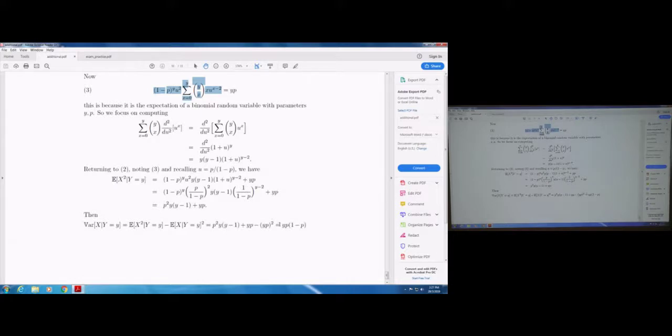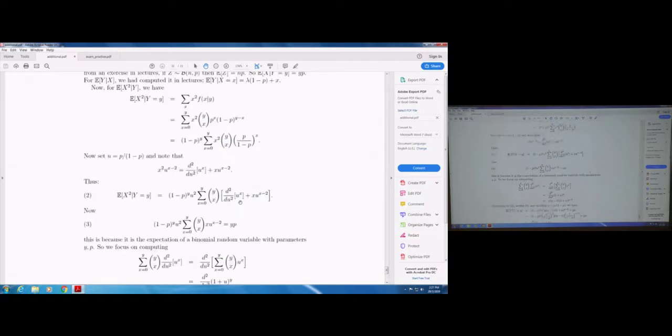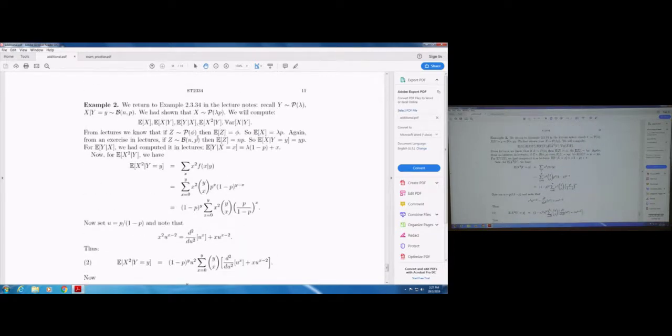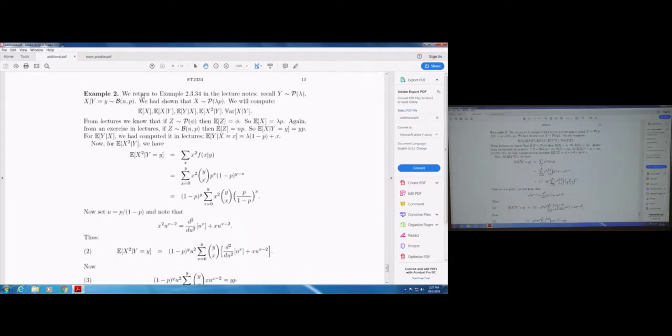So if you do a little bit of algebra, the conditional variance of x given y is y times p times 1 minus p. Now that's not surprising. If you didn't like that calculation, the key point here is that x given y is binomial with y trials and probability p. So the variance of a binomial is n, in this case y, times p times 1 minus p.